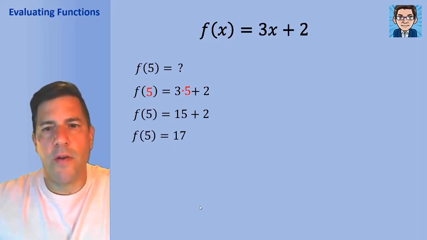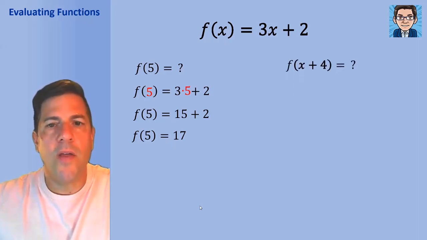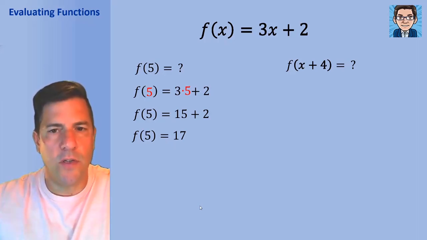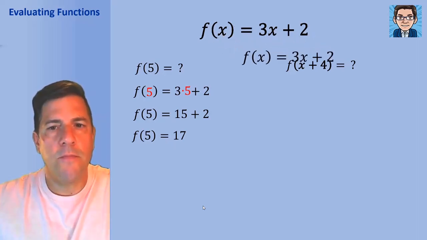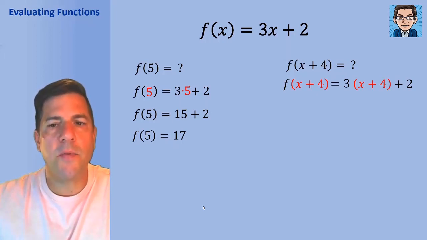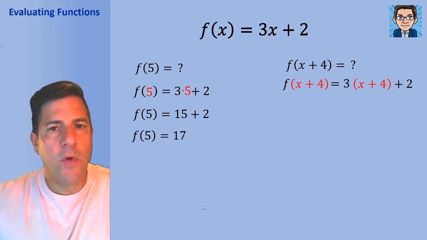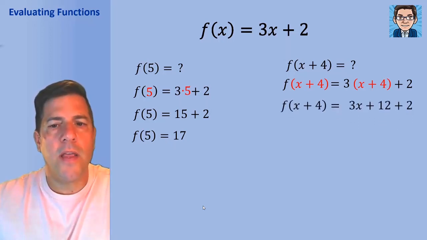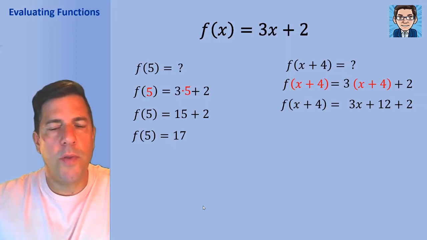Now we can also evaluate a function using an expression. So rather than putting a number into a function, we can actually put an expression into a function. So if we wanted to calculate f of x plus 4, we would take the function and put x plus 4 into the function for x. Notice I put parentheses around it. It's usually best to put parentheses around it because that takes the place of x. So the whole x plus 4 takes the place of the x. We're going to have to multiply the 3 by the x and by the 4 using distribution. That'll get us 3x plus 12 plus 2. Then we combine the 12 and the 2, and we get f of x plus 4 equals 3x plus 14.